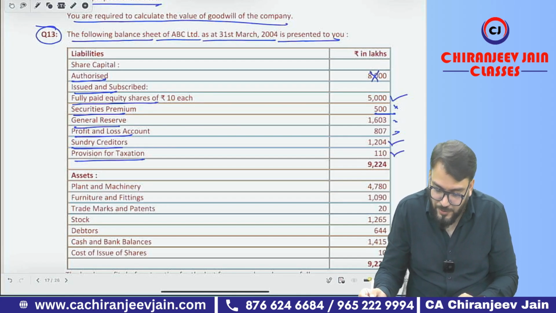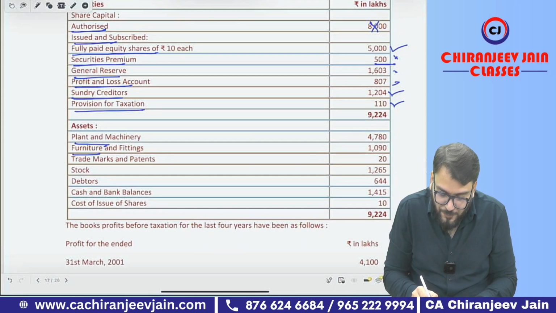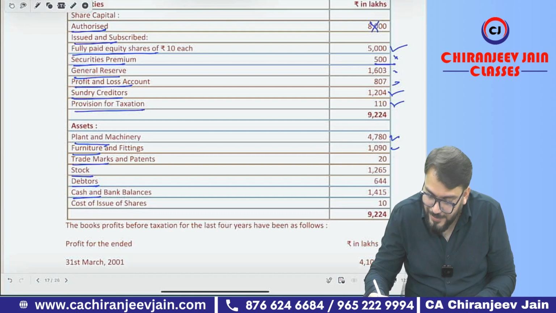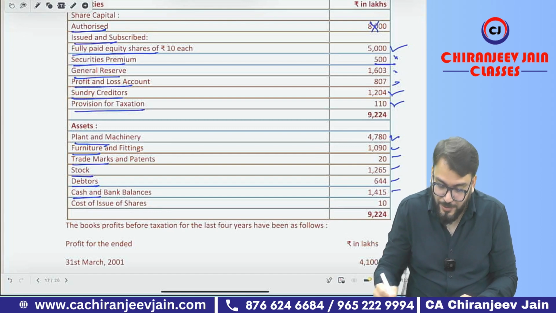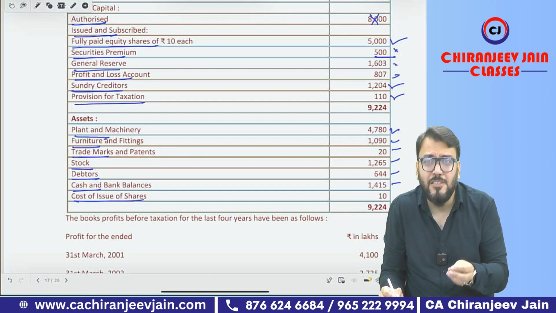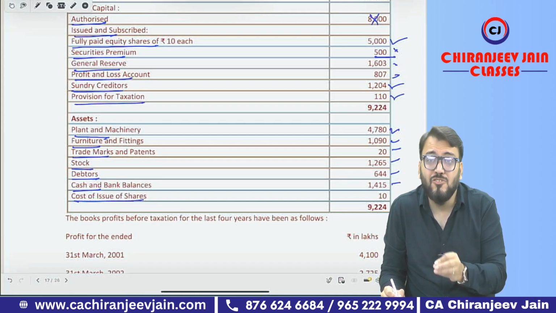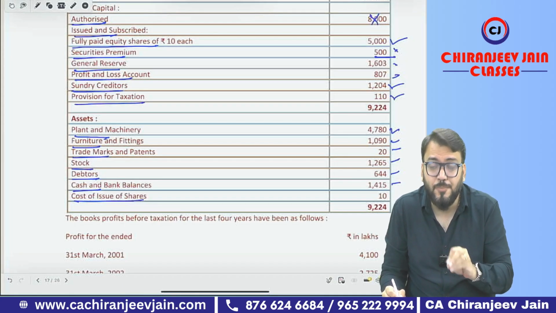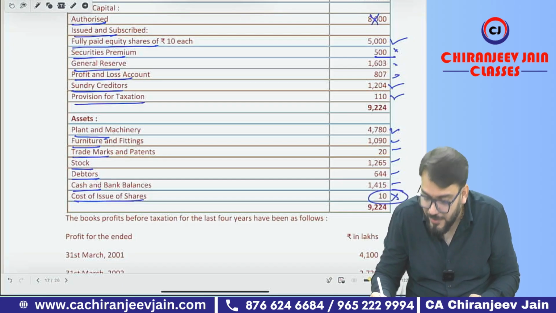Provision for tax we have 110. Plant and machinery, furniture and fixture, trademark, stock, debtors, cash and bank. All of this will be taken into consideration for closing capital employed. Cost of issue of shares, this is one type of loss. This loss should be charged to the P&L account, which has not been done till now, so this is not an asset.